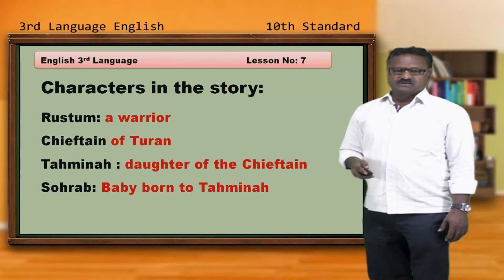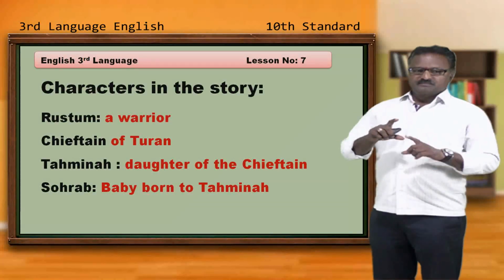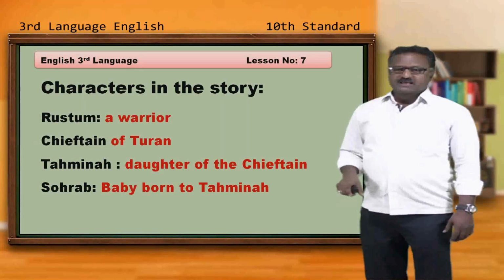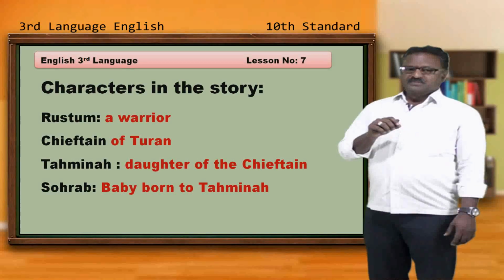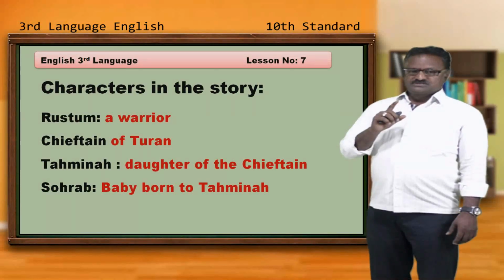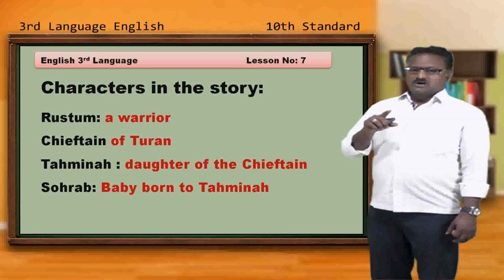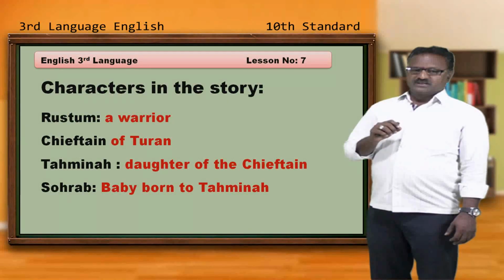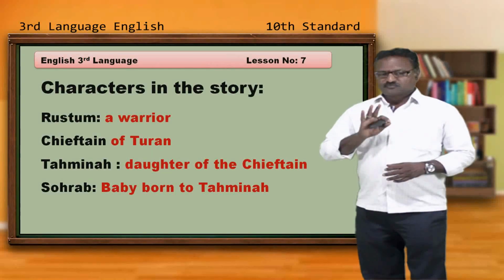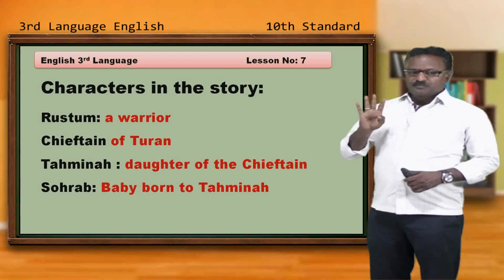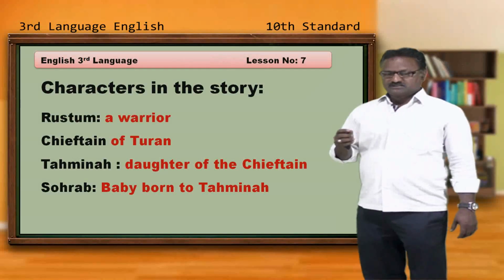Now, we shall go to the lesson in brief discussion. The important characters they come across in this story are, one is Rustum, a warrior. Second one, chief of Turan. The third character is Tahamina, daughter of the chieftain. The fourth one is SOHRAB, a baby born to Tahamina. So there are four important characters in this lesson or in the story.